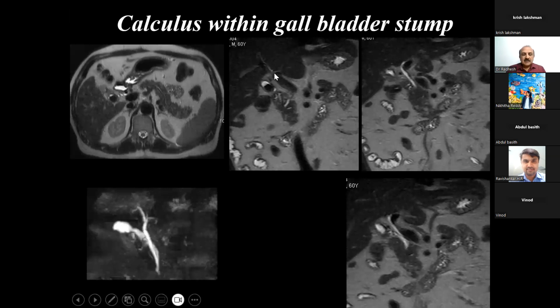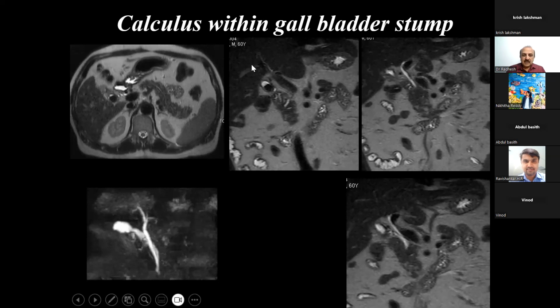Next. This was a post-op case. There was a small stump left behind. It was more than a cystic duct. Okay, you see a nice big stump here, but you don't see the calculus at all. You see the cystic duct coming down, joining the common hepatic duct, and this is a small stump of the gallbladder, and you don't see the calculus.